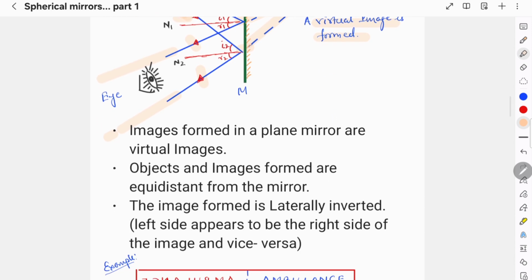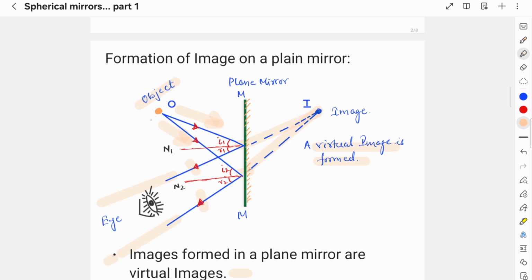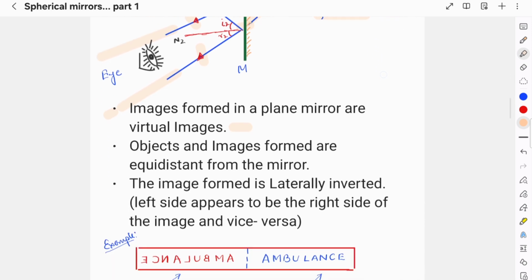Now images formed in a plane mirror are virtual images. We have seen it just now. So object and image formed are equidistant from the mirror. See, we have the object here and the image is formed here. So these distances are the same. The distance of the object from the mirror is equal to the distance of the image from the mirror in case of plane mirrors.